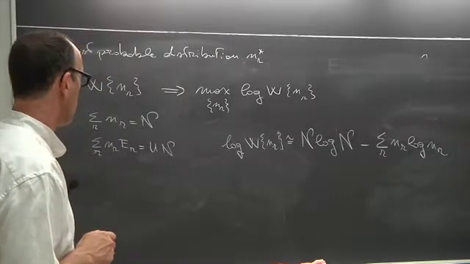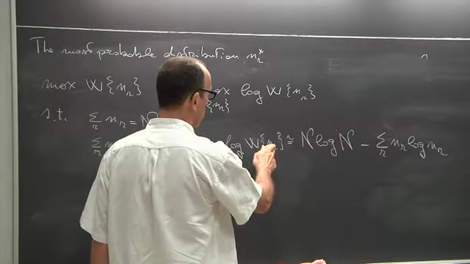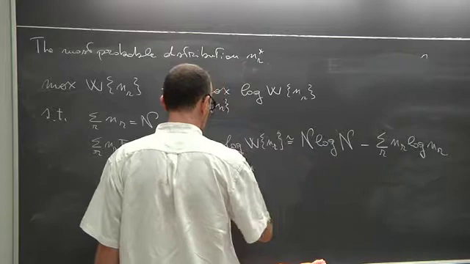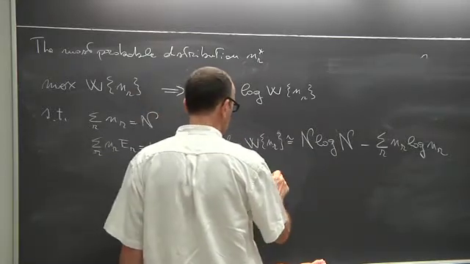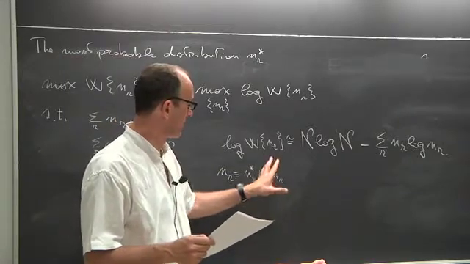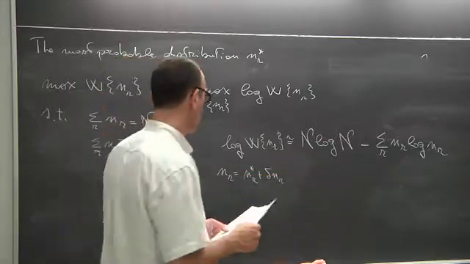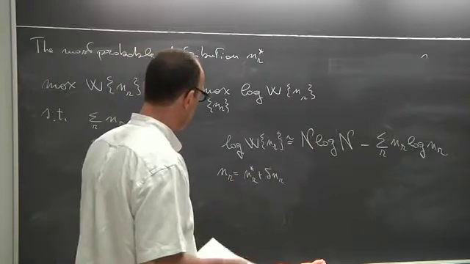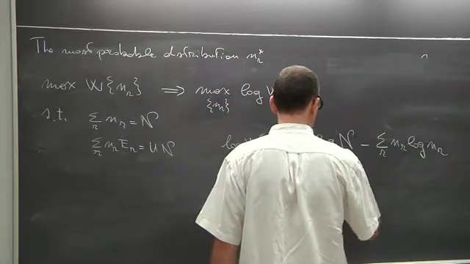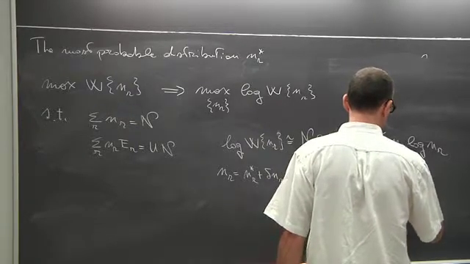Now I want to look for the distribution n of r which makes this object maximal. So imagine that the maximum is called n star of r. I want to take n of r equal to n star of r plus a small fluctuation, and find these small fluctuations in such a way that the change in W is always negative. The first derivative is 0. So if I substitute here, I will get N log N minus the sum over r of n r star log n r star.